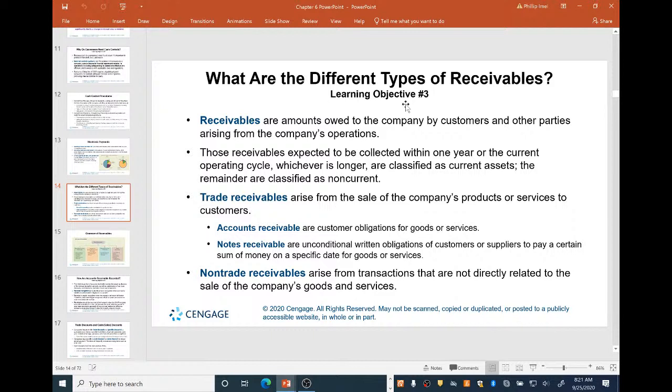So those are going to be your original accounts receivable, known as AR. These are customers' obligations for goods or services in the normal course of business. Notes receivable, these are more of an unconditional written obligation or a promise between two people, meaning it could be either from a supplier and our company, or from our company and a customer.